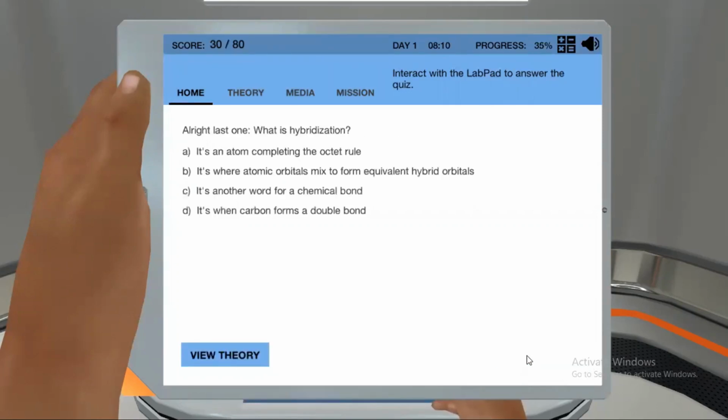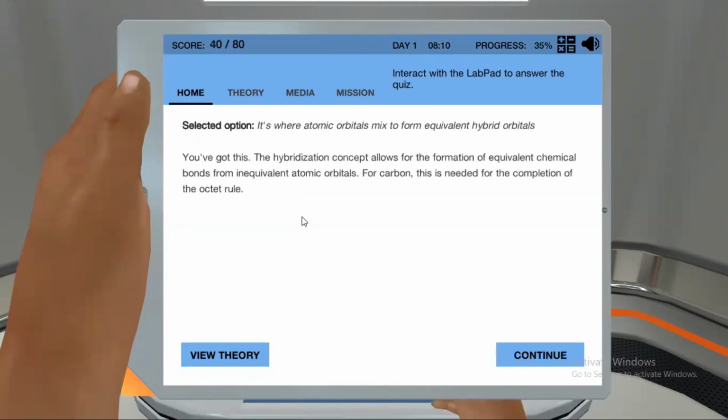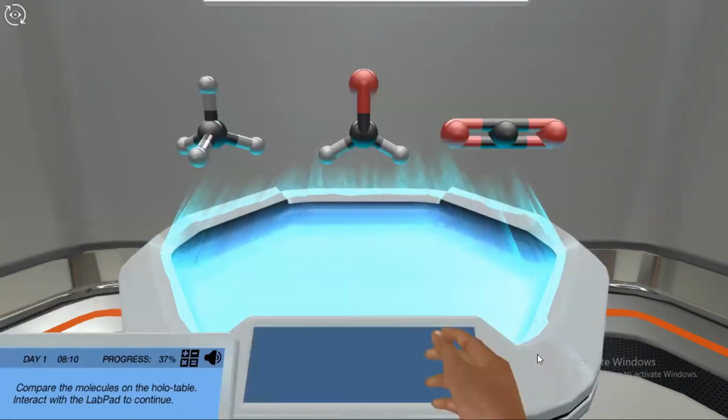Alright, last one. What is hybridization? You've got this. The hybridization concept allows for the formation of equivalent chemical bonds from inequivalent atomic orbitals. For carbon, this is needed for the completion of the octet rule. Compare the molecules on the hollow table. Interact with the lab pad to continue.